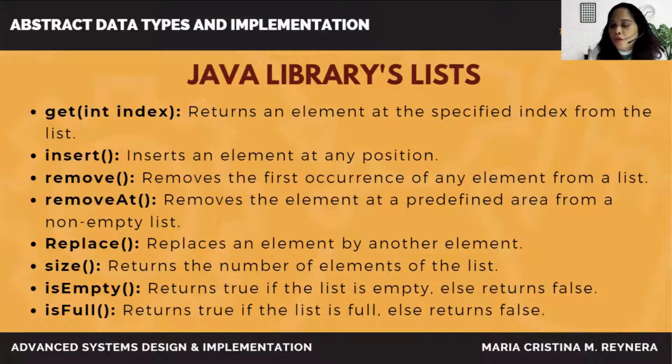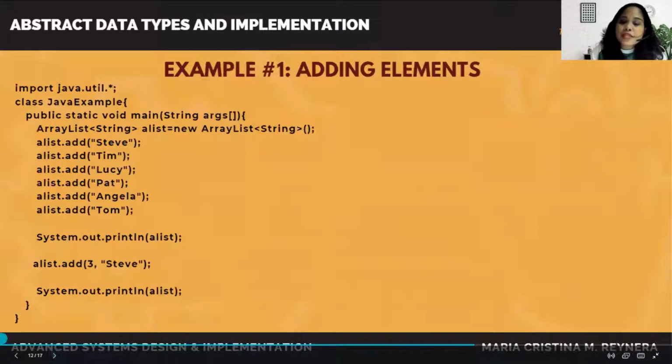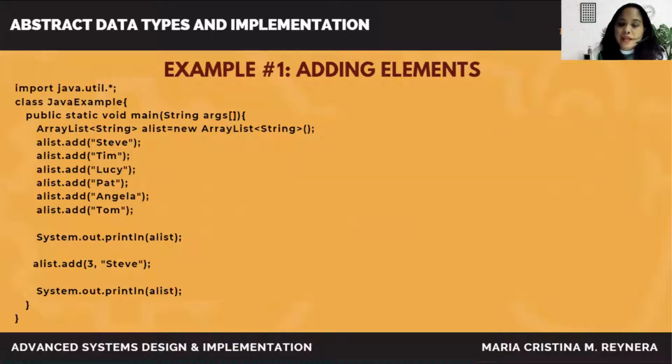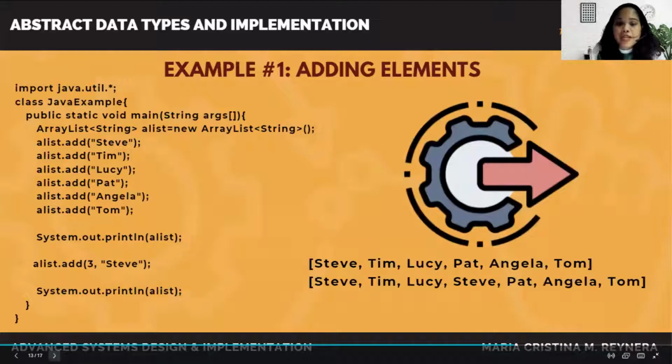Now let's take a look at the first example. This is an example of how to add elements to an array list. We add elements to an array list by using the add method. This method has a couple of variations, which can be chosen based on the requirements. What do you think is the output of this example? If your output is like this, you got the correct answer. Let's try to analyze this one.